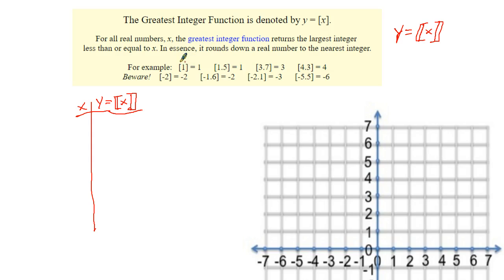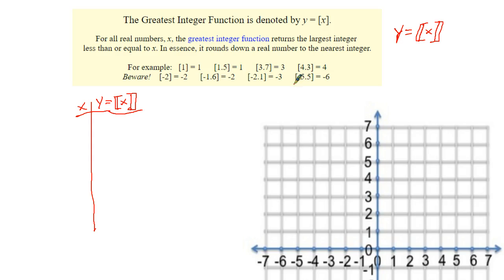Now, let's look at some examples to see what this definition really means. By the way, I like this: in essence, it rounds down a real number to the nearest integer. So if we put 1 into the greatest integer function, we get 1. If we put 1.5 in, we round down to 1. If we put 3.7 in, we round down to 3, and if we put 4.3 in, we round down to 4.